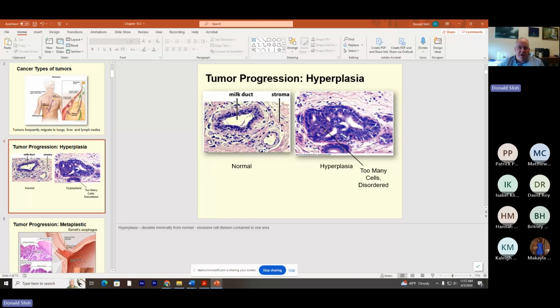And you've got a big lumen here in the center that can be filled up with milk and stuff. So here is your hyperplasia, where you've got these cells that are growing into the center of that lumen and blocking the lumen. So you no longer have a nice big open lumen. So basically too many cells, but they're all pretty normal.